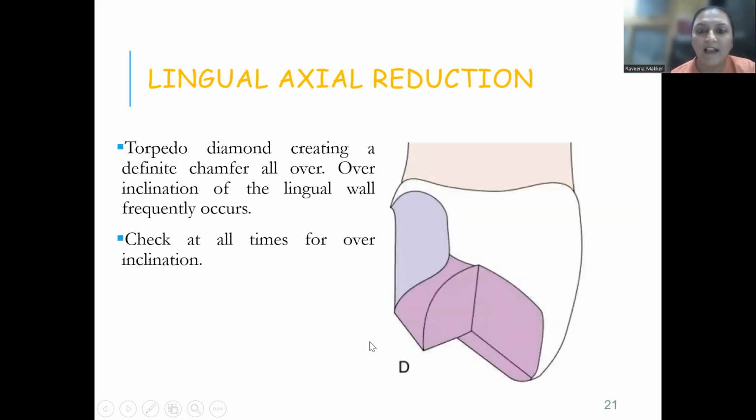Then is the lingual axial reduction. A torpedo diamond creating a definite chamfer all over is used for lingual axial reduction. Over inclination of the lingual wall frequently occurs. Check at all times for over inclination. To avoid over inclination, the burr should be oriented parallel to the long axis of the tooth.